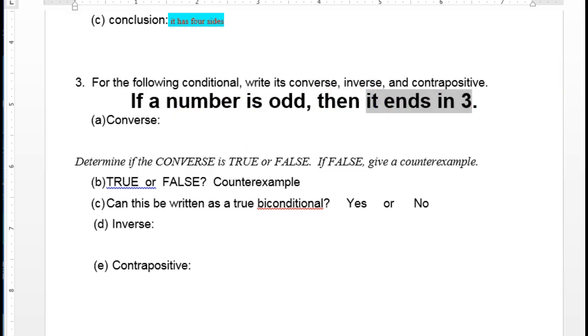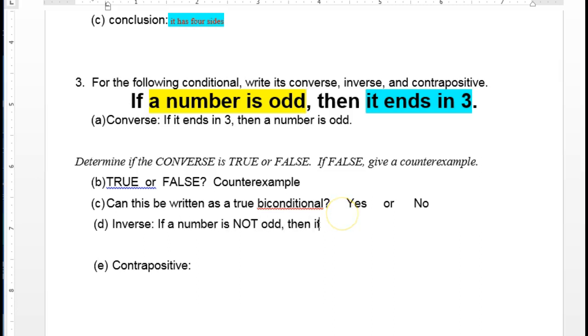So here's my conclusion. I'm going to highlight this like we have been so we can see it. So when I switch the order, it's going to be the second part first. If it ends in 3, then a number is odd. I literally just switched the order here. Now I'm going to write the inverse. I take the original one and I just make the original one not. If a number is not odd, then it does not end in 3.